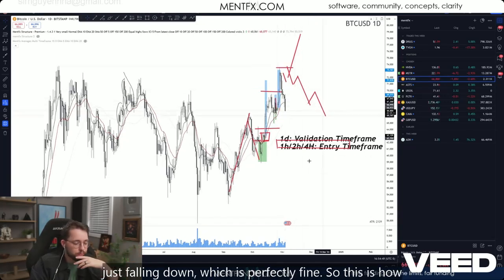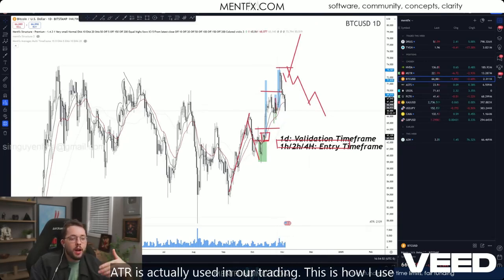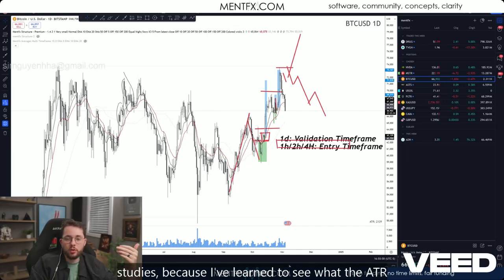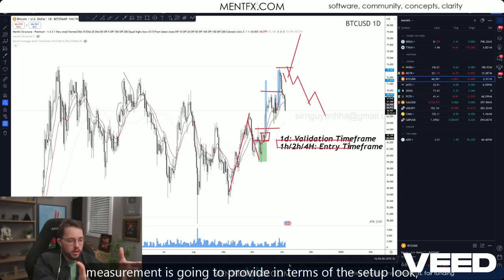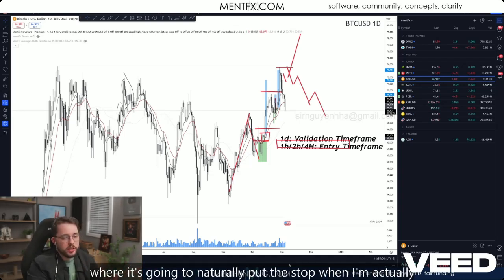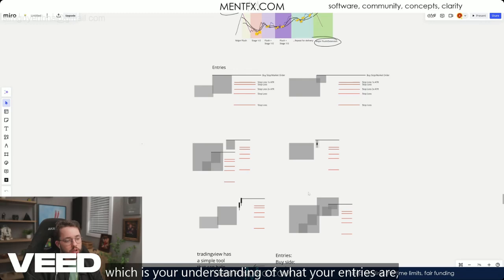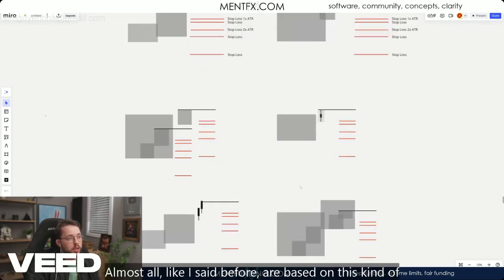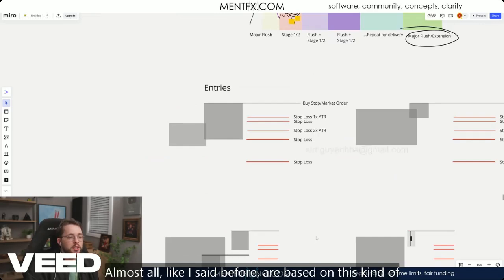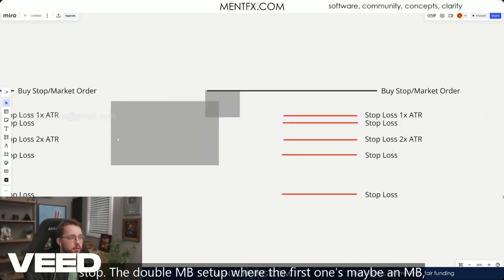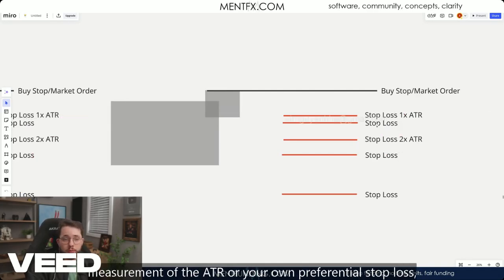So this is how ATR is actually used in our trading. This is how I personally use the ATR, and how I personally conducted the case studies, because I've learned to see what the ATR measurement is going to provide in terms of the setup look, where it's going to naturally put the stop when I'm actually taking a trade. And as a result, you get to this right here, which is your understanding of what your entries are usually going to look like. Almost all, like I said before, are based on this kind of double MB setup, right? The double MB setup through the buy stop. The double MB setup, where the first one's maybe an MB, the next one's an FMB, the buy stop. Your stop loss is a measurement of the ATR, or your own preferential stop loss, right?